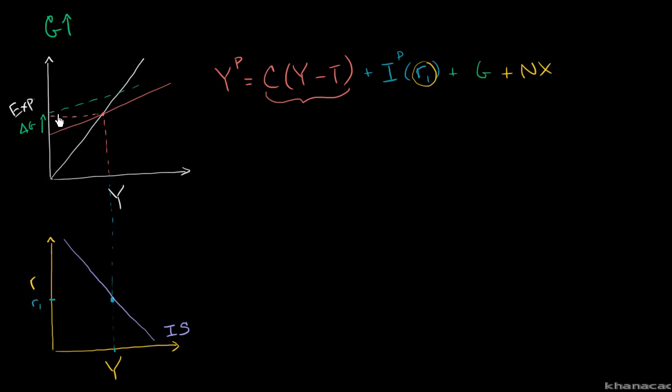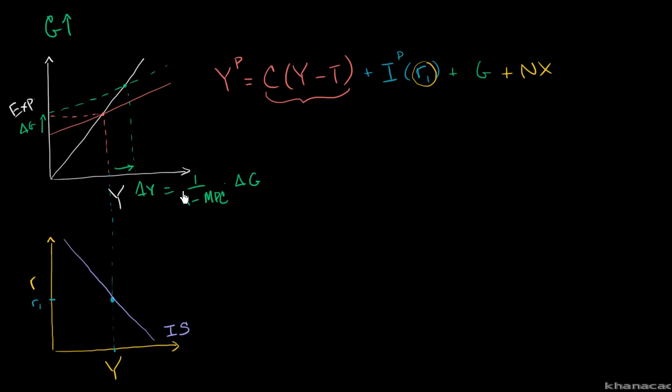It would, let me draw that a little bit neater. It would shift this curve up, and you would get to a new level of income, or equilibrium level of real GDP. And that amount, this delta Y, which is this amount right over here, is actually going to be equal to the multiplier, which is 1 over 1 minus the marginal propensity to consume, times our change in government spending.